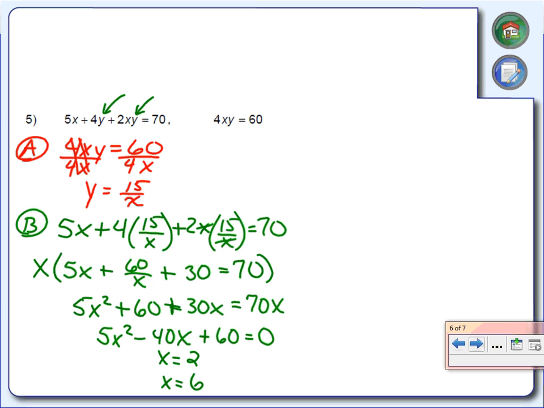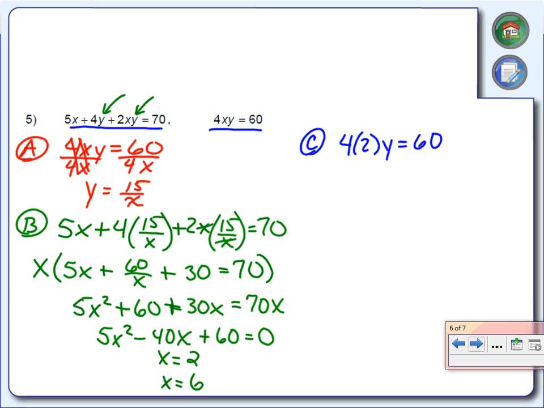Now let's figure out what the y's are. What we're going to do is take that 2 and 6 and go back and plug it in for x. We can either use the first equation or the second, whichever looks easier. I think the easier one would be the second. So I'm going to replace x with a 2, and we're going to solve for the y.